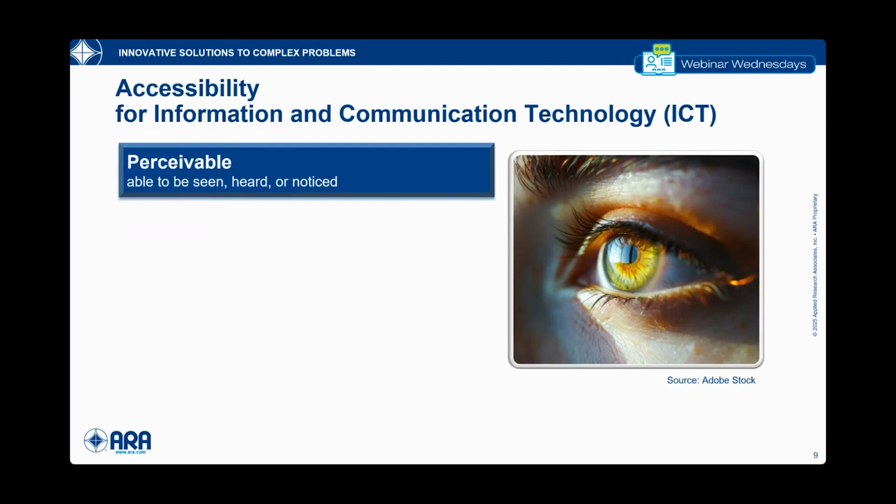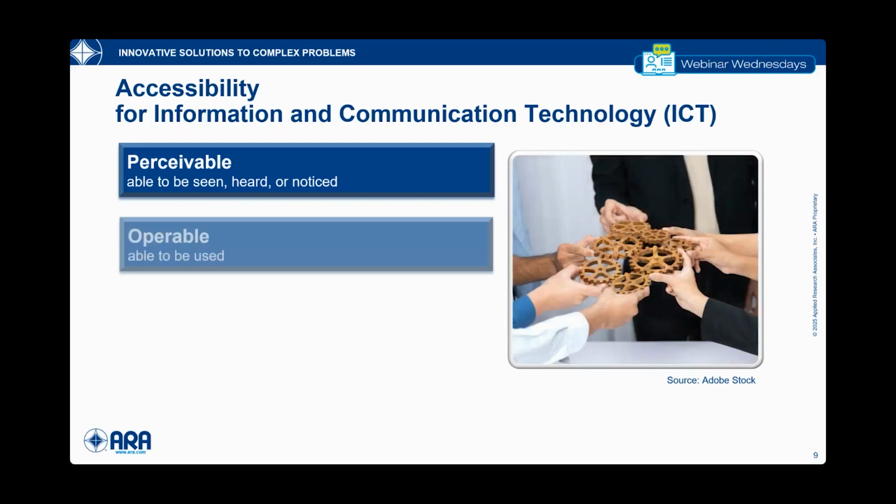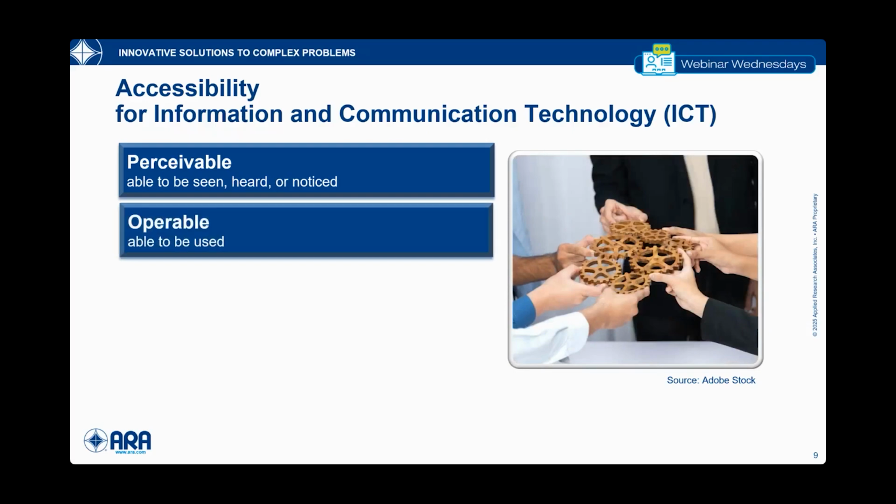Accessibility for information and communication technology, or ICT. It should be perceivable. It should be able to be seen, heard, or noticed. It should be operable, able to be used. The functions that are required to open or navigate a report or web page, for example, should be as universal as possible.